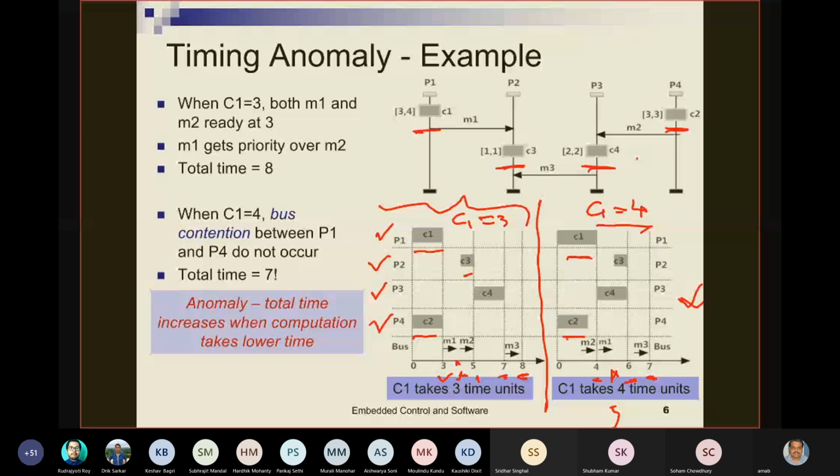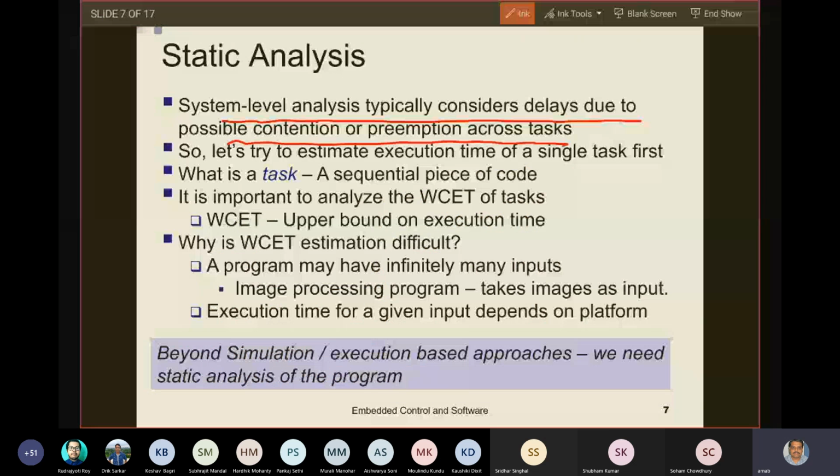Now, okay. So what we said in the last slide is that system level analysis typically considers delays due to possible contention and preemptions across tasks, right? Because there were contentions among tasks on the processors and on the buses, you had problems in the estimation. But for all that estimation to start, you need to have a correct estimation of the time that is consumed by a single task. So let's try to estimate the execution time for a single task first.